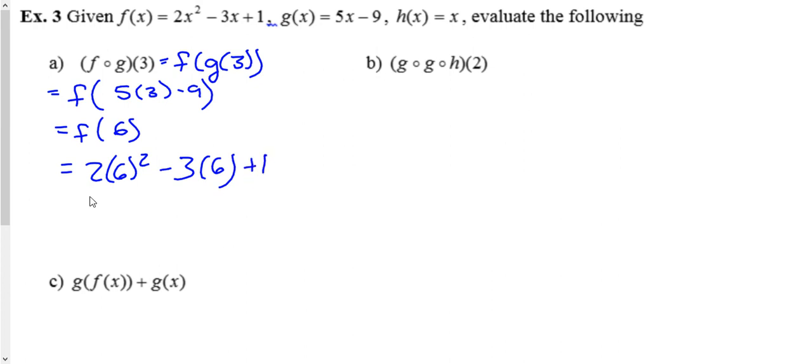There we go, plus 1. And to solve this, we get 36 times 2 is 72, minus 18 and plus 1. This gets us to 55 overall.